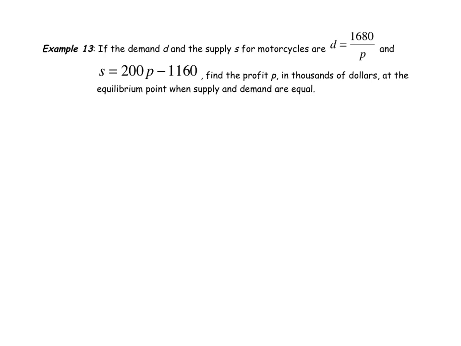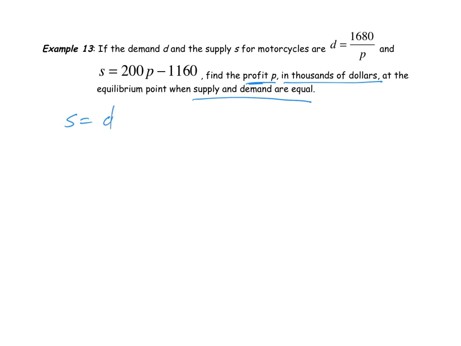This is the solution to example 13 from notes 1.4. We're given two equations, one for the demand and one for the supply of motorcycles, and we're asked to find the profit, P. The units are in thousands of dollars at the equilibrium point, which is when supply and demand are equal. So essentially, we're going to solve for P that makes the supply equal to the demand.